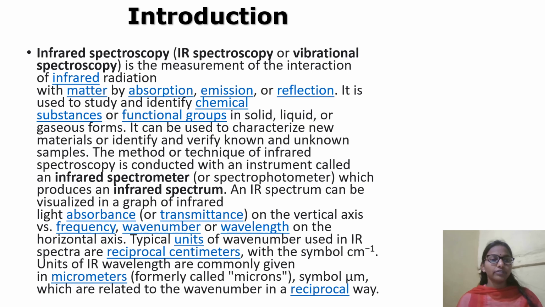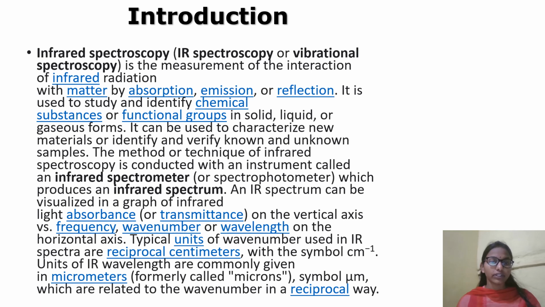Introduction of infrared spectroscopy. Infrared spectroscopy, or IR spectroscopy, is the measurement of the interaction of infrared radiation with matter by absorption, emission or reflection. It is used to study and identify chemical substances or functional groups in solid, liquid or gaseous forms. It can be used to categorize new materials or identify and verify known and unknown samples.